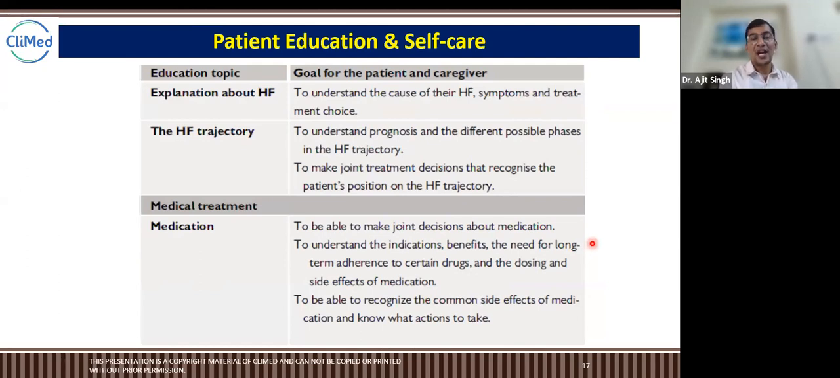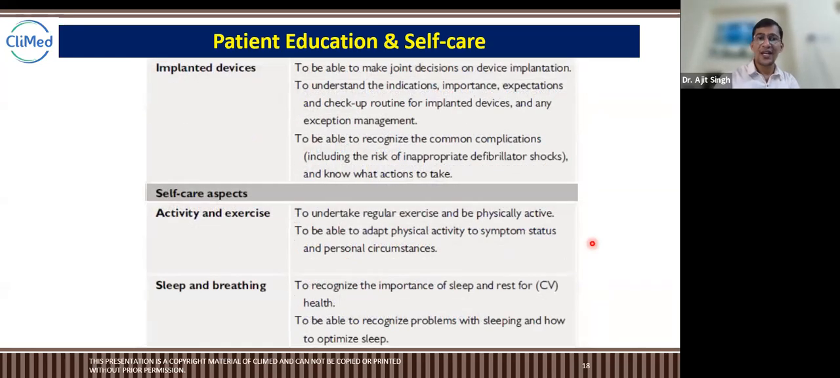So that's why we have to tell the patient about the heart failure and the trajectory of heart failure and the medications and the benefits of medication compliance. Okay, then if there are any implanted devices, we have to tell them. And then activities and exercise, very importantly, lifestyle modification is very important.